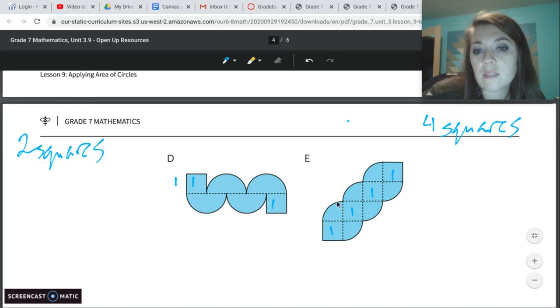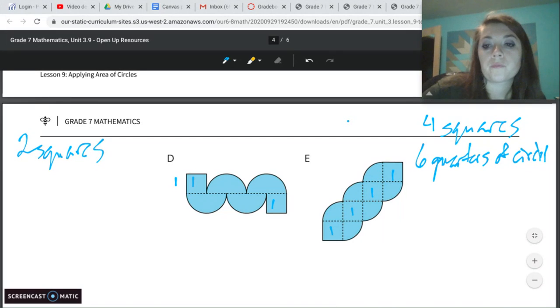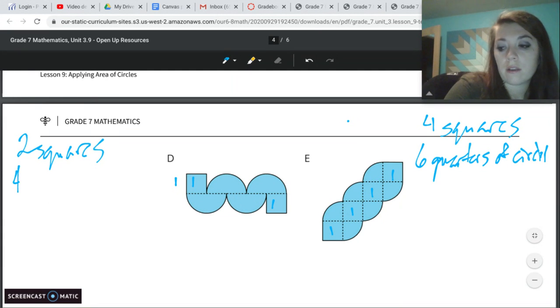Now, each of these 6 pieces represents a quarter of a circle. So we have 6 quarters of circles. Now over here, we've got half circles. So we've got a half here, half here, half here, and half here. So we have 4 half circles.